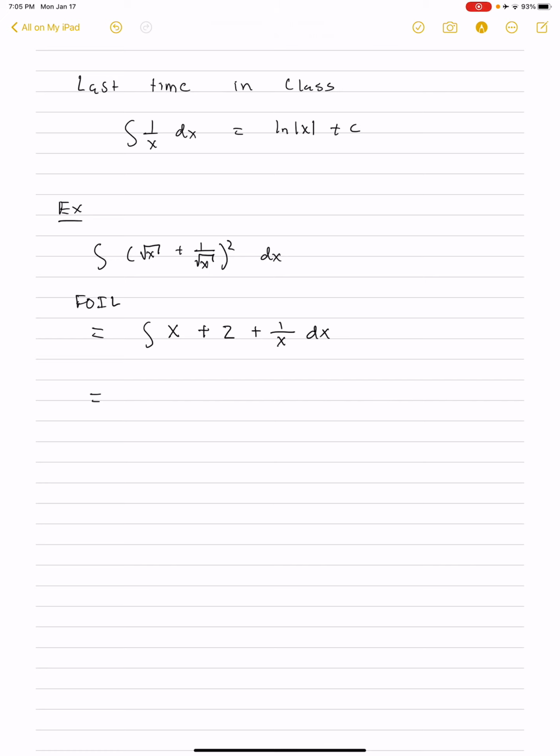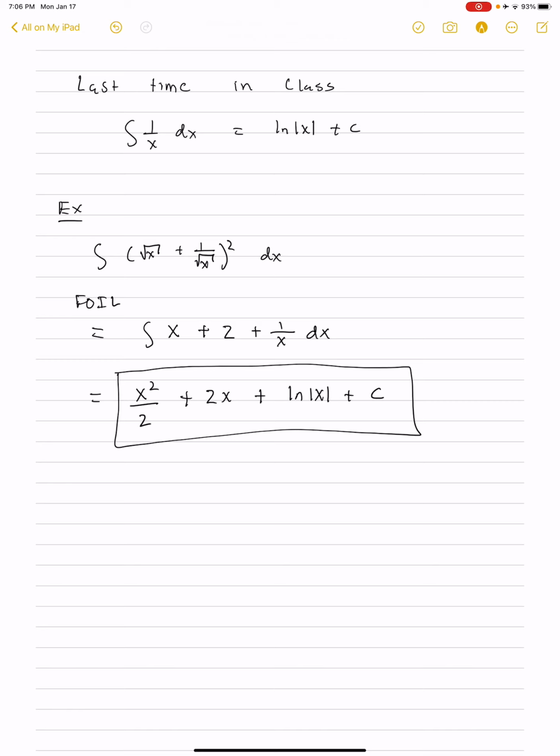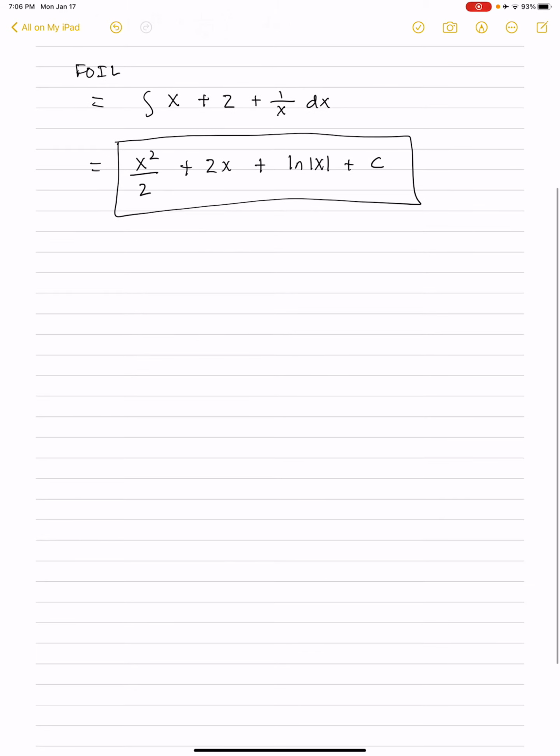Each of these terms we integrate individually. The antiderivative of x will be x squared over 2 plus 2x, and that last one is the ln of the absolute value of x, and then we add a constant of integration. So there we go. Voila, that's our antiderivative. Okay. Now this next one is a little bit more subtle.